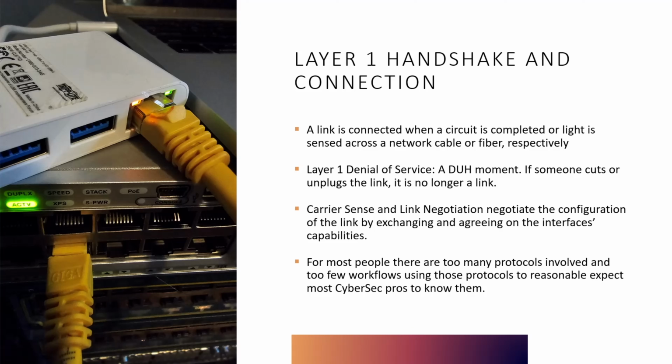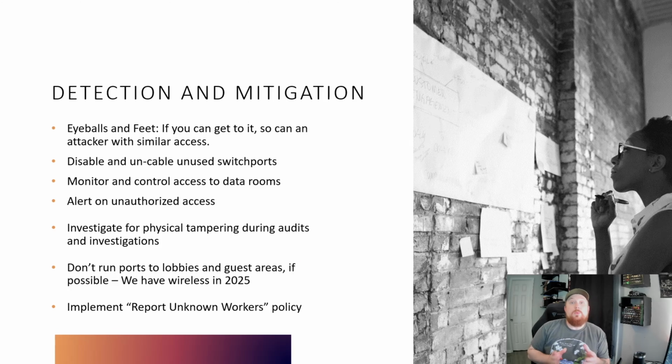After carrier sense, we have link negotiation, during which the interfaces communicate their capabilities to each other and agree on the best common configuration. There are multiple protocols that can be used, especially with the different fiber optic transceivers. But in short, know that copper uses fast link pulses for twisted pair Ethernet, and fiber transceivers use a suite of protocols, kind of collectively known as DDM and DOM, but I'm not going to get into those today, there's just way too many. Then what tools detect layer 1 attacks, and how do you stop them? Well, more than anything, it's eyeballs and feet.